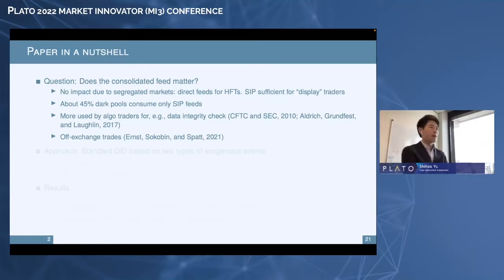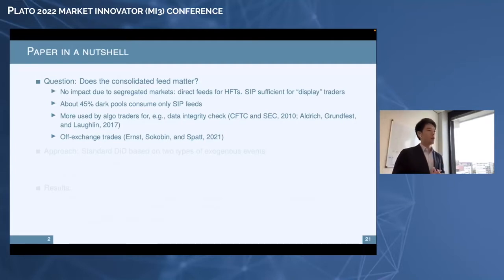A very popular narrative is that further improvements on the consolidated tape shouldn't matter so much because it's a two-tier market. The HFTs consume direct feeds, so they're not going to be affected. And the SIP is mainly used by display users. Think about when you go to your broker app and get the price quote from, let's say, Apple. Those are the many consumers on the tape.